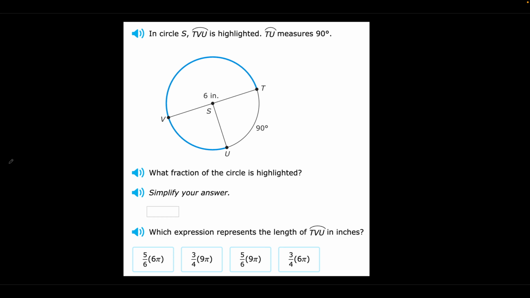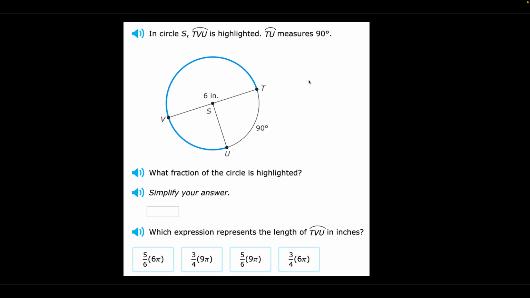Here we go. So it says in circle S, arc or major arc TVU is highlighted. Okay, so that's the blue highlight here. TVU just tells you the direction. And then it tells you arc TU measures 90 degrees. So this arc here is 90 degrees. It says, what fraction of the circle is highlighted? So it wants to know, out of the whole circle, how much is the blue part?